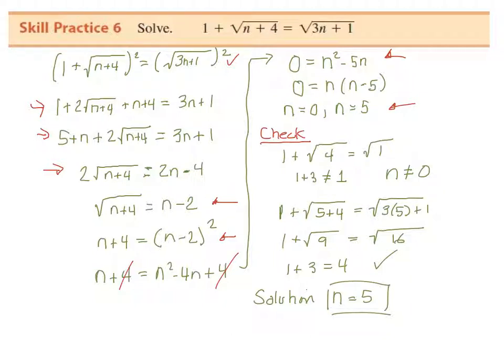In the second case, when we put 5 in, we get 1 plus the square root of 5 plus 4 is equal to the square root of 3 times 5 plus 1. So 1 plus the square root of 9 is equal to the square root of 16. This works out because 1 plus 3 is equal to 4, so our solution is n is equal to 5.